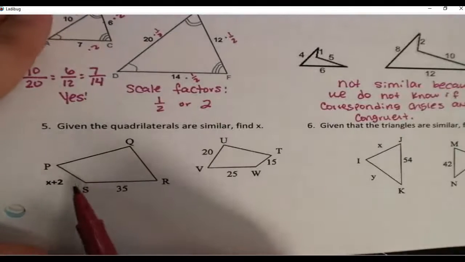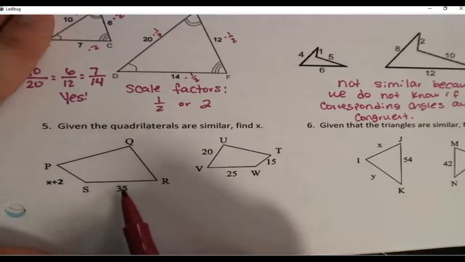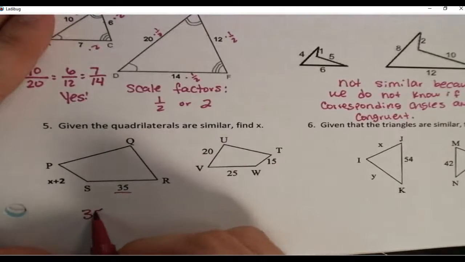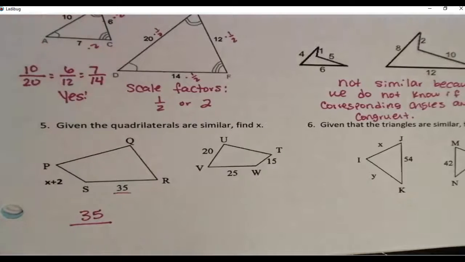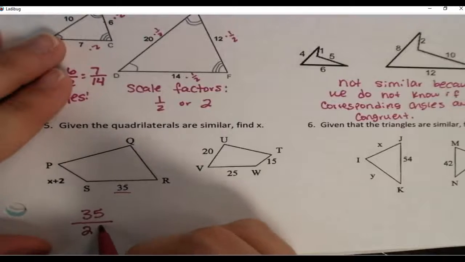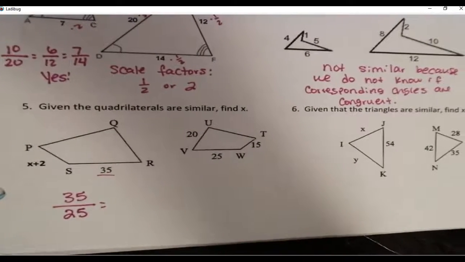So in this first quadrilateral, I've got x plus 2 over here. That's what I'm trying to find. But I know the 35. So the 35 is what I'm going to start with. And then which side does the 35 match in the other quadrilateral? 25. Good. Okay, so set up a proportion that you know.